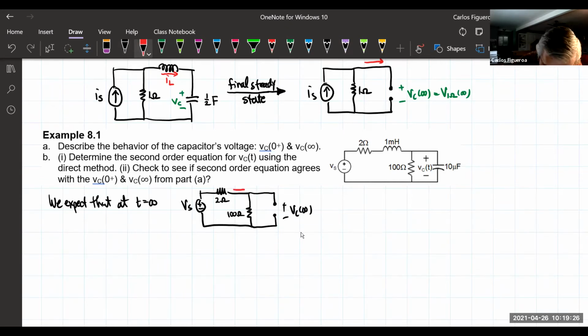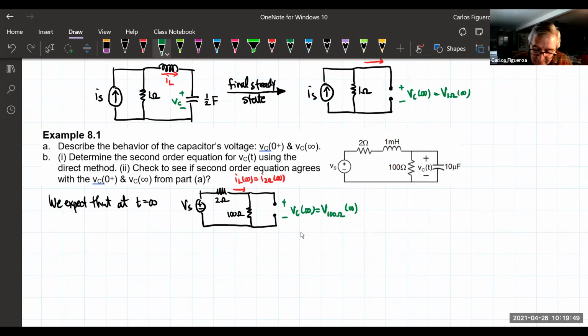So in other words, my inductor current should be the current of the 2 ohm resistor, and my cap voltage at infinity should be the voltage of the 100 ohm resistor at infinity.